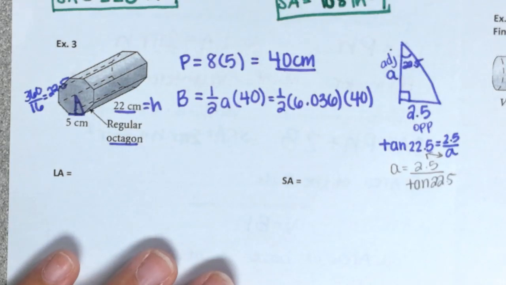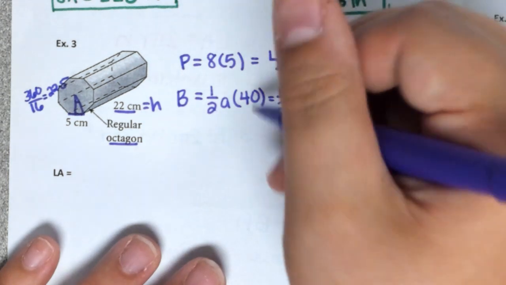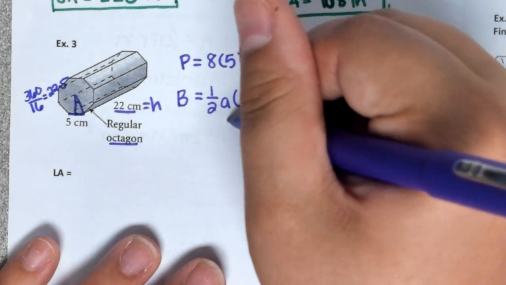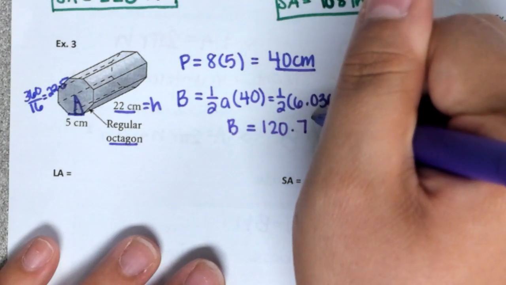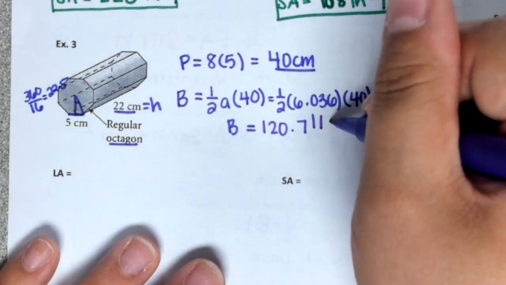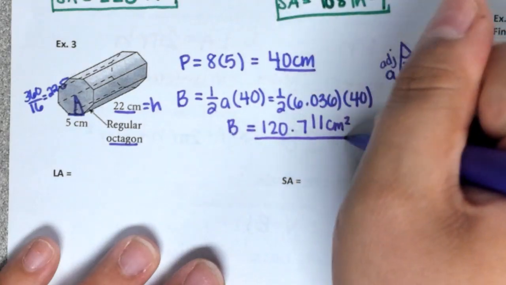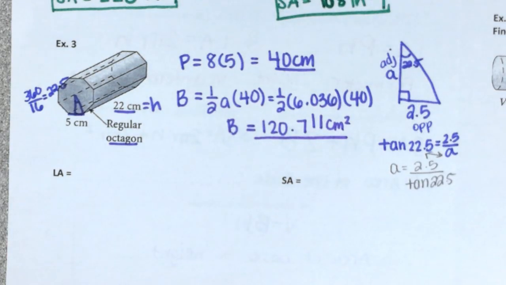So I'm going to do 1/2 little a. And then what was the perimeter? 40. What is your B? 120.711. Are we okay with that? Does it help that we did that warm up before this? Okay. All right, can you do the rest now?